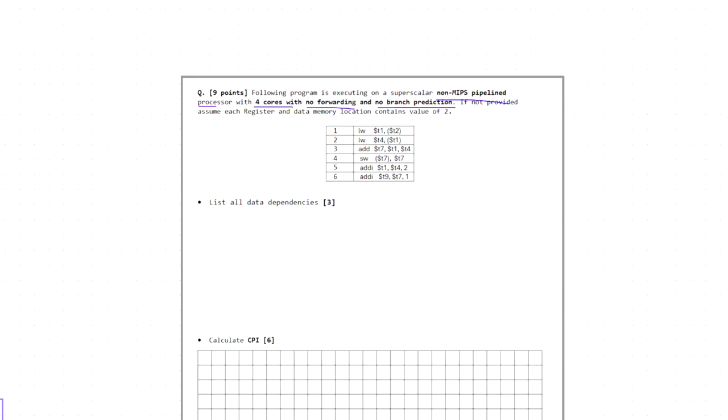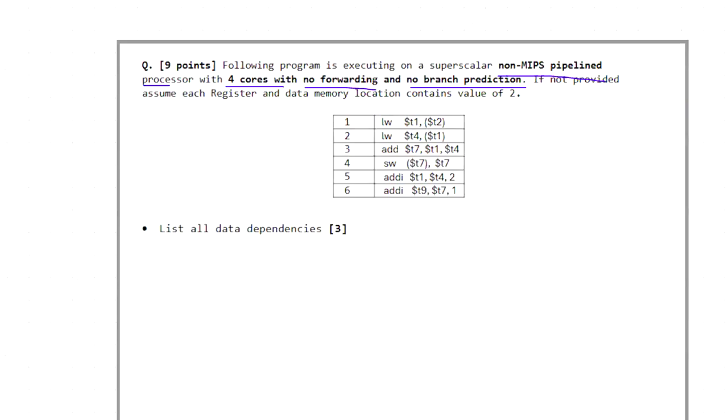So that's why superscalar is not always the greatest. But it could be made better if we had some of those parts that would have made things a little bit smoother. So over here, we have load, add, store word, add, and add. The first step is to list all the data dependencies. When I do this, I'm not going to write out a whole essay here. I'm just going to say them verbally and circle where the data dependencies are.